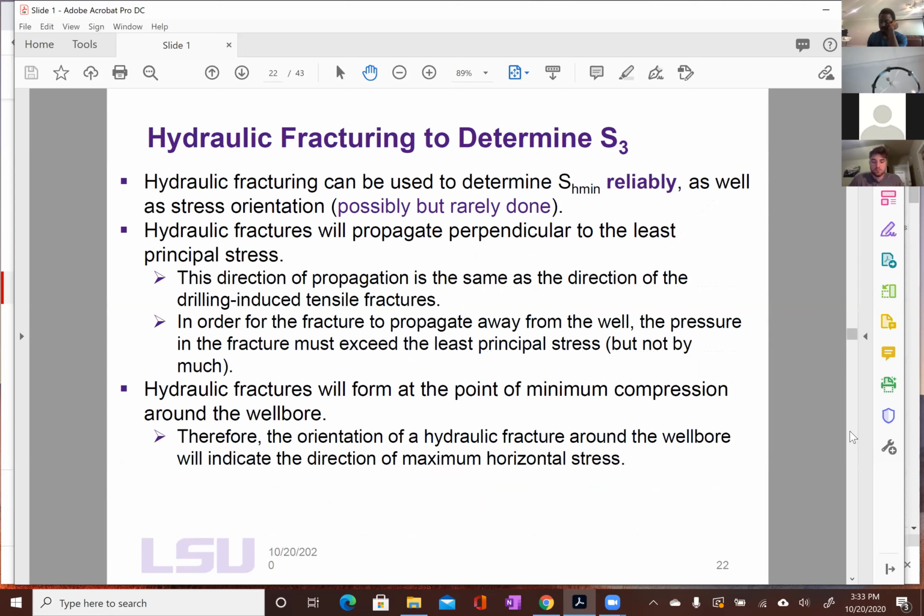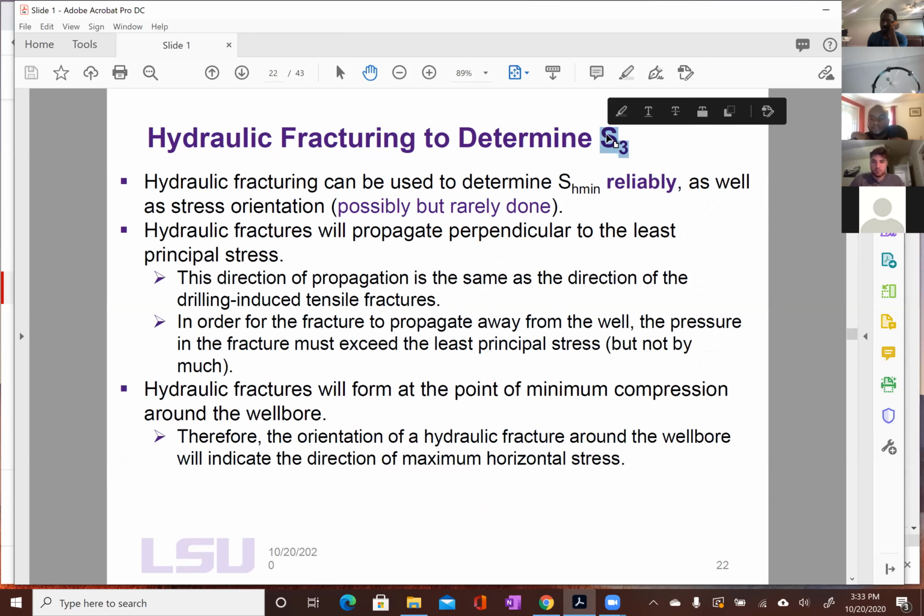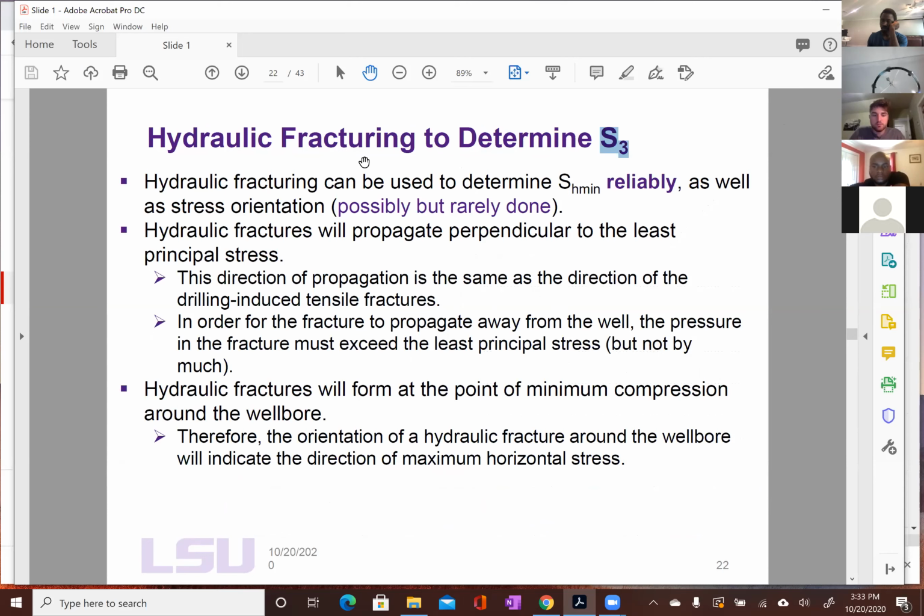And the focus now shifts to hydraulic fracturing to determine S3. Can you determine SH min from hydraulic fracturing if you are in the reverse faulting regime? No. What you will determine remains S3, which will be SV in that case. So hydraulic fracturing is the only reliable approach to get SH min.